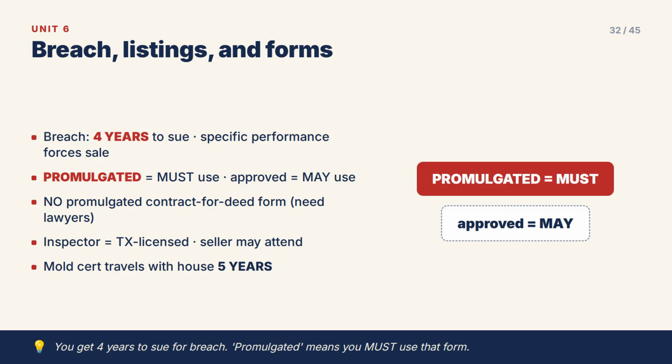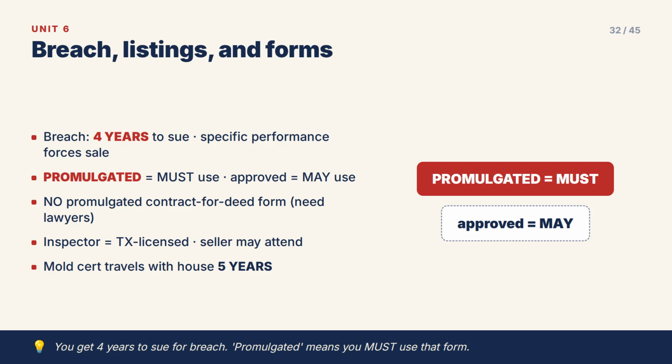Breach of contract, you've got 4 years to sue. Seller refuses to close, a specific performance suit can force the sale. TREC forms: promulgated means must use, approved means may use. There is no promulgated contract for deed form. Both sides need lawyers, and jury-rigging the standard forms into one can cost an agent their license.